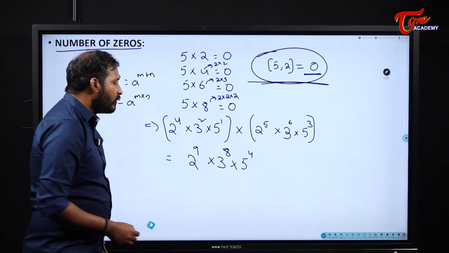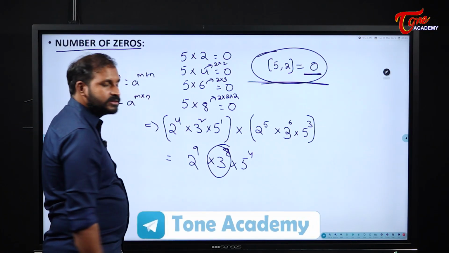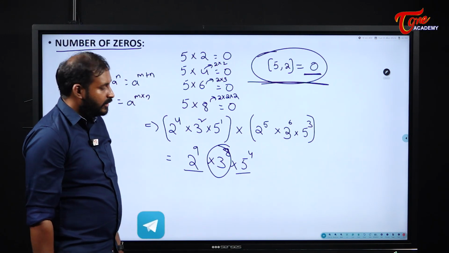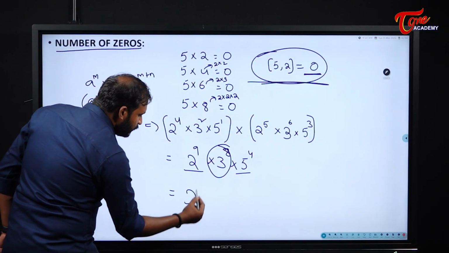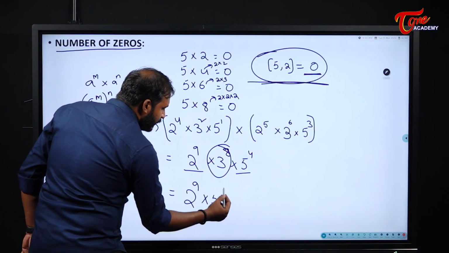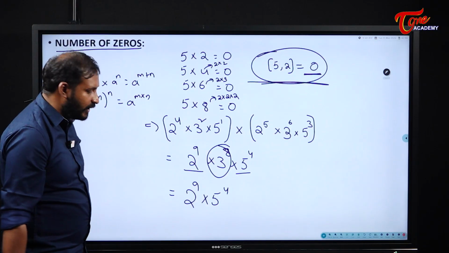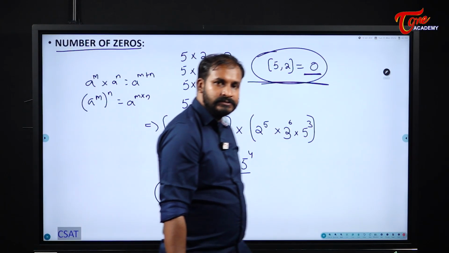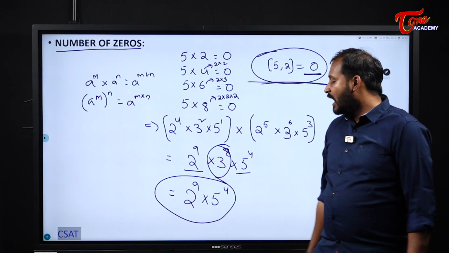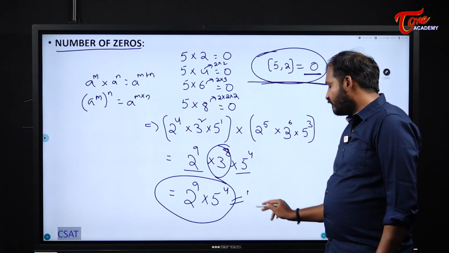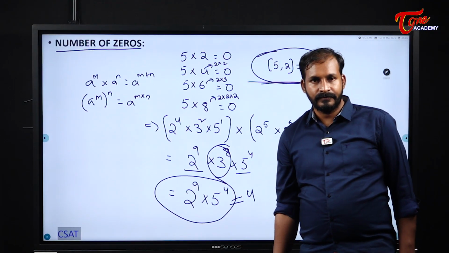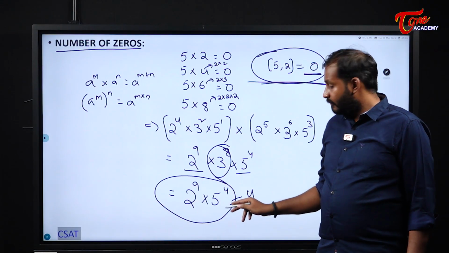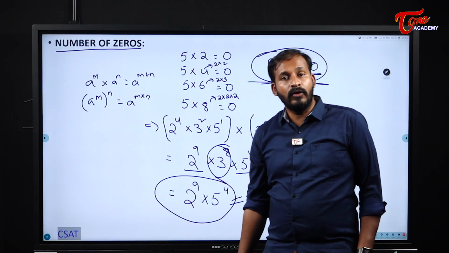Now we will not bother about the remaining numbers. We will only look for 2 and 5. Now what I have here is 2 to the power of 9 into 5 to the power of 4. Now tell me, how many pairs of 2 and 5 can I make with this? I can make 4 pairs. Why? Because the least power among 9 and 4 is 4. Because of that reason we can make only 4 pairs of 2 and 5.